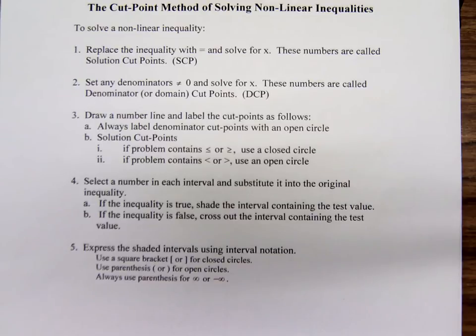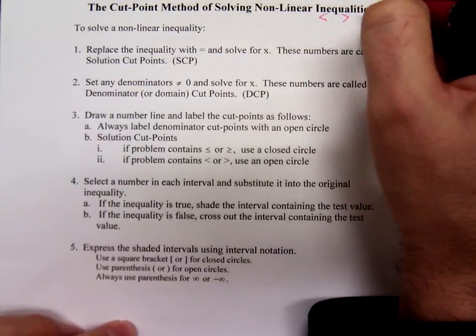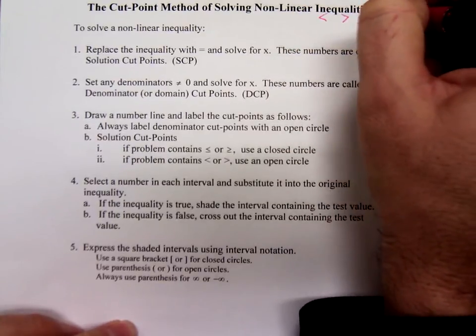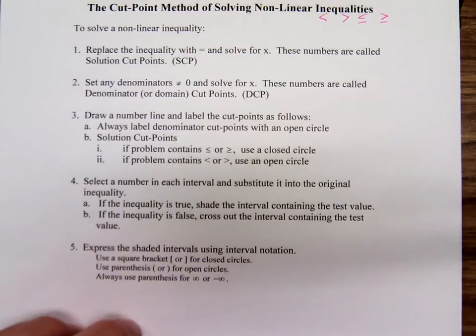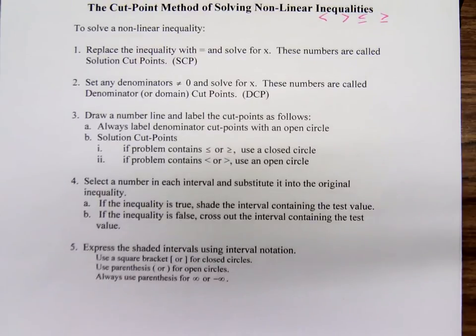An inequality is a statement that has a less than or a greater than or less than or equal to or greater than or equal to symbol in it. Up to this point we've been solving equations. Those have equal signs. Inequalities have less thans or greater thans.